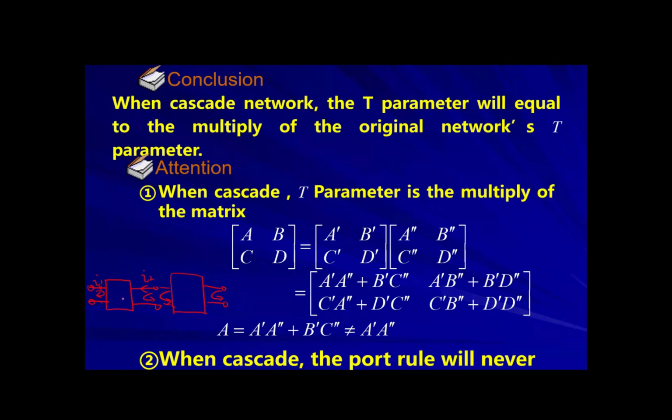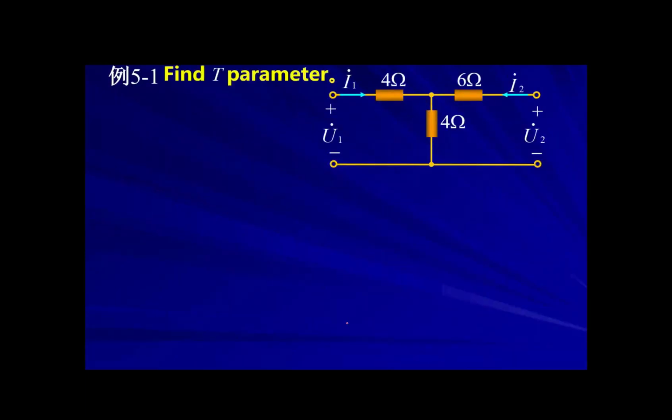If they are equal, these two must be equal because they should conform to KCL. If these two currents are equal, then these two currents will be equal, then this will be equal. So when cascaded, the port rule never breaks. For example, find the T parameter of this Y connection circuit.